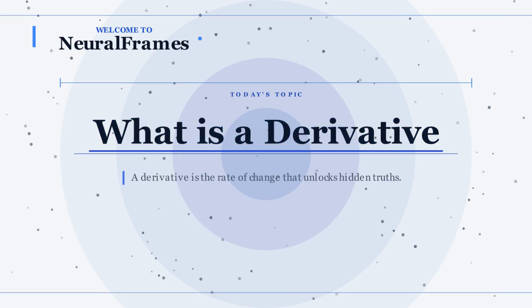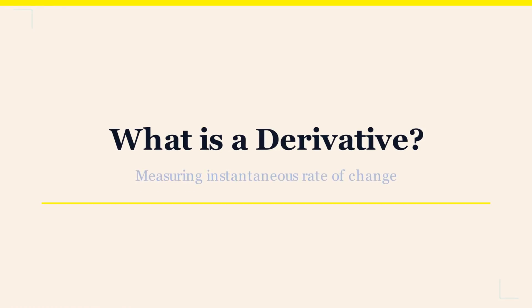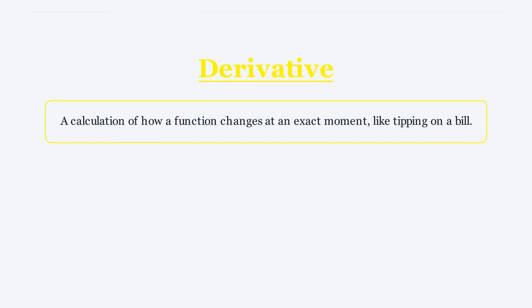A derivative is the rate of change that unlocks hidden truths. A derivative measures the rate of change at a specific instant. A derivative calculates how a function changes at that exact moment.